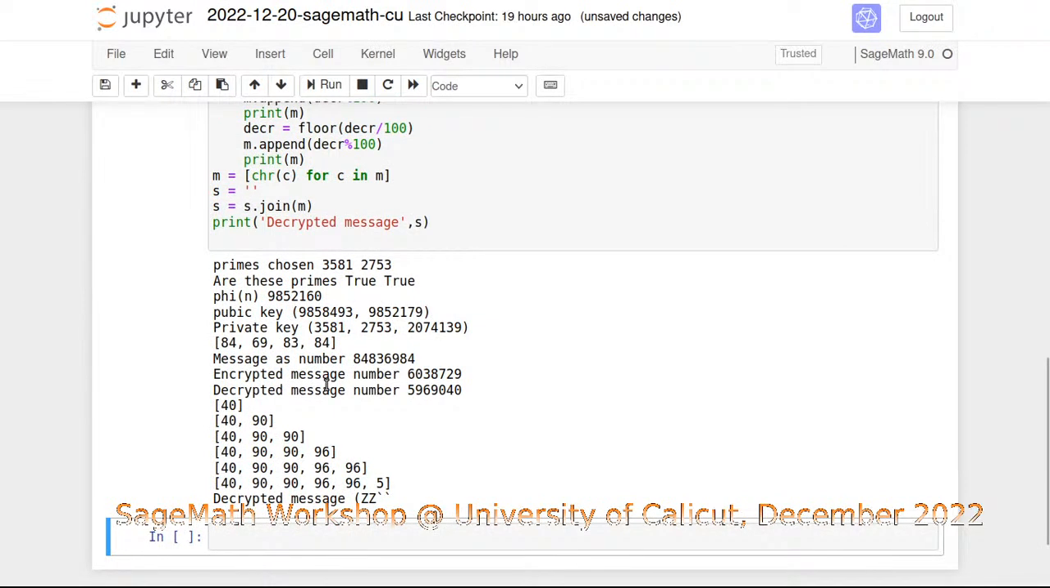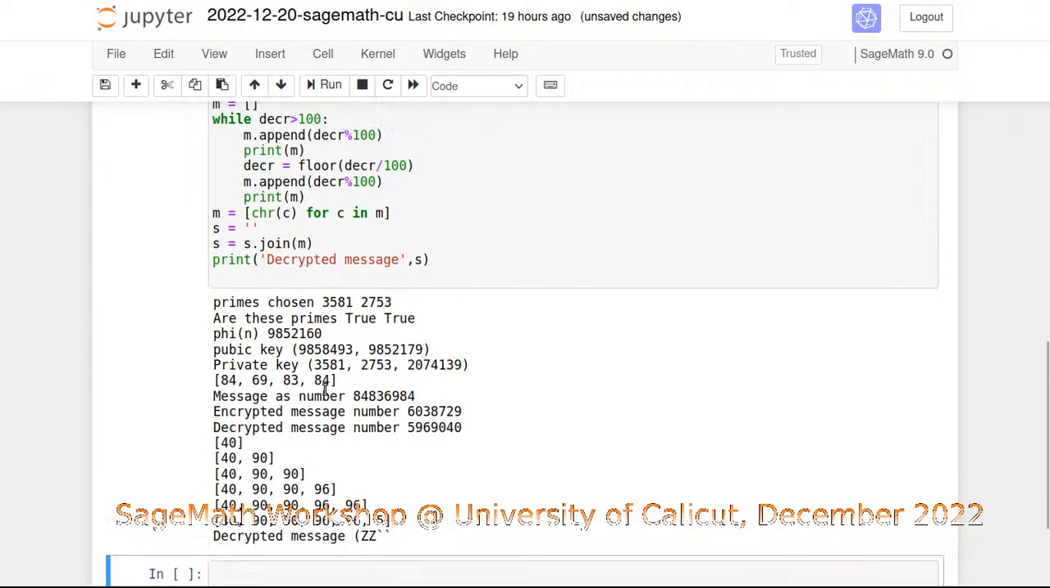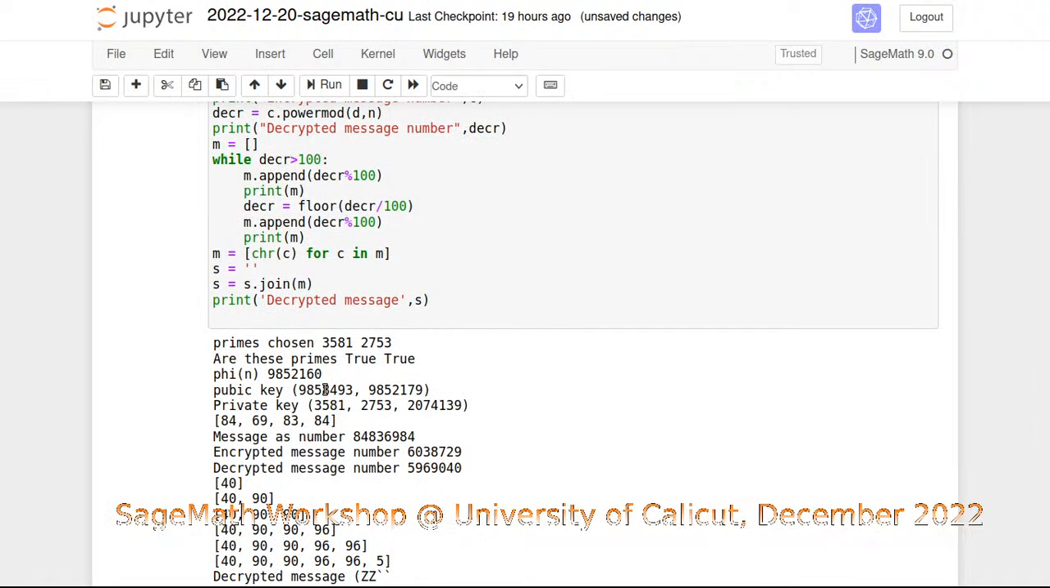What is the decrypted message number? The encrypted one is correct. The public key is this, e and n are this. The private key is p, q, n. So the message number is 8486 and so on.